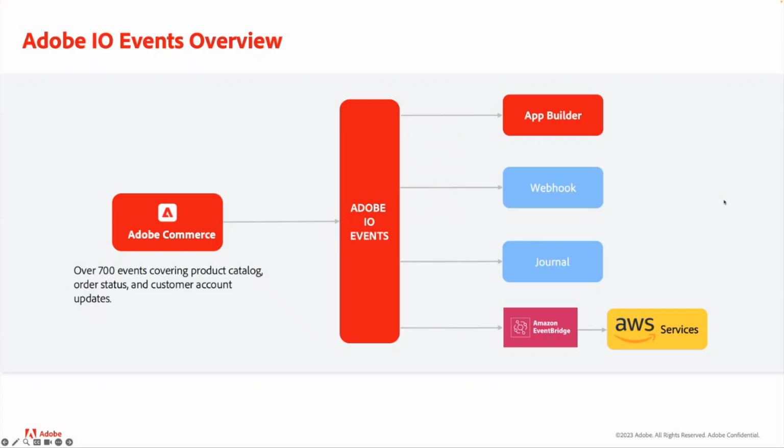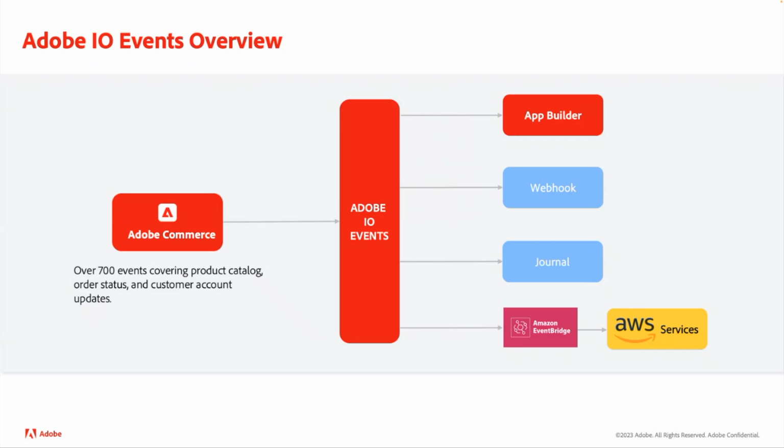Now, Adobe Commerce exposes over 700 different events, covering things like updates to your product catalog, order status, and customer account updates. Developers can choose the events they need to work with and configure them to be sent to the Adobe I/O Events pipeline. From there, they can be consumed and acted upon in a number of different ways.